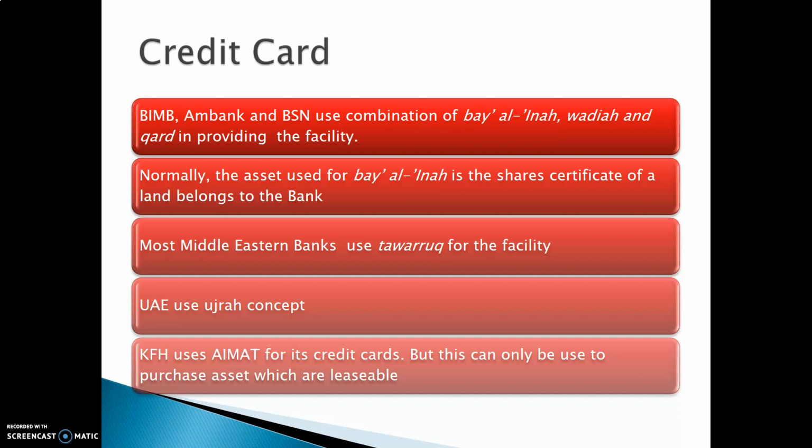Most Middle Eastern bank use tawarruq for the facility. You know what tawarruq is about. Okay, UAE, Ujrah Concept, Quick Finance House use IMAT Al-Innah. Nanti kita tengok balik. Okay, for its credit card, but it can also be used to purchase asset with, which is unleasable.